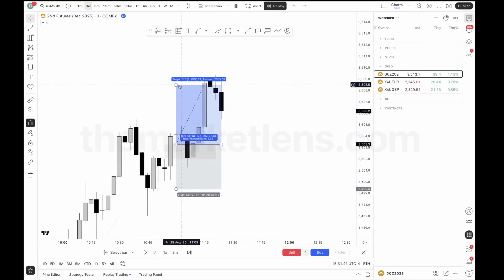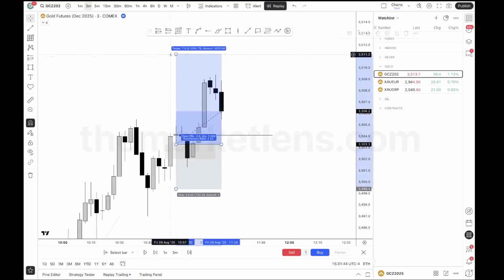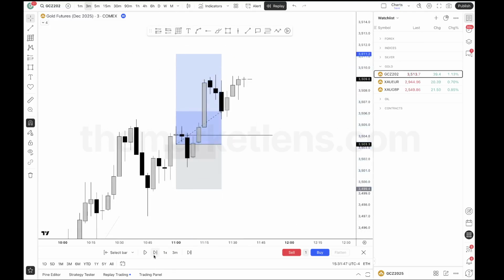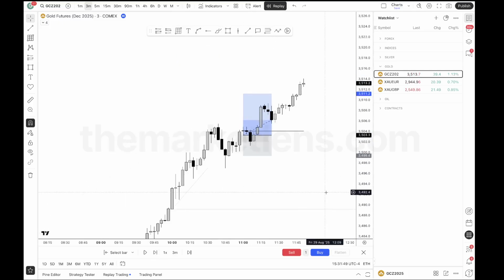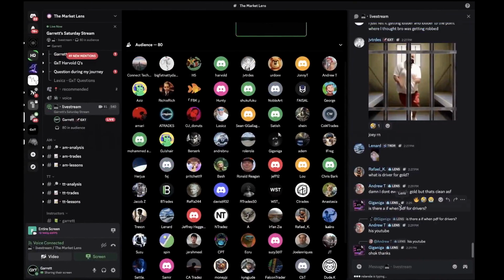I can put my stop loss there. Since we're so high in the range, I can just go for 2R to hit my trading day. And it's as simple as that, right? Does that make sense, everyone? On the first example.